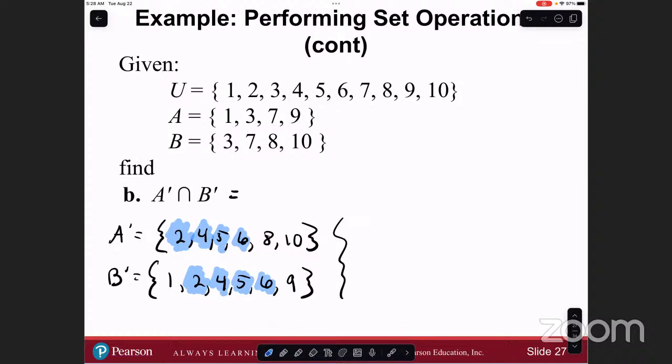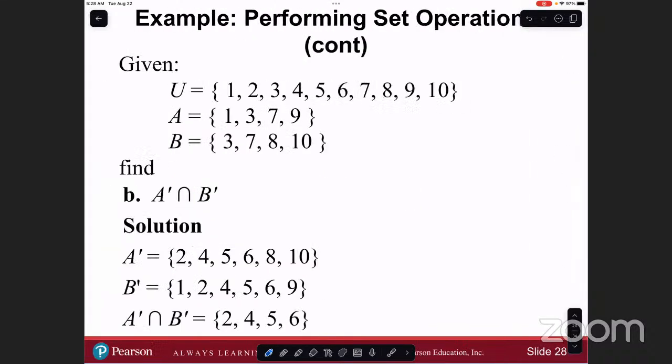So then A complement intersection B complement is going to be the set. Let me clean that up. Okay. So this is going to be the set 2, 4, 5, 6. 2, 4, 5, and 6. You can see the 2, 4, 5, 6 here.